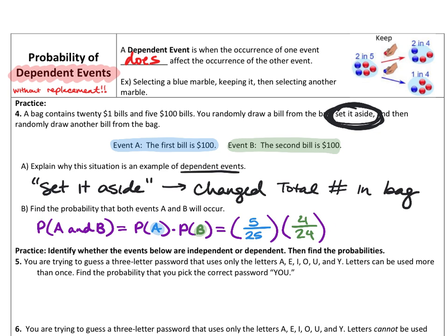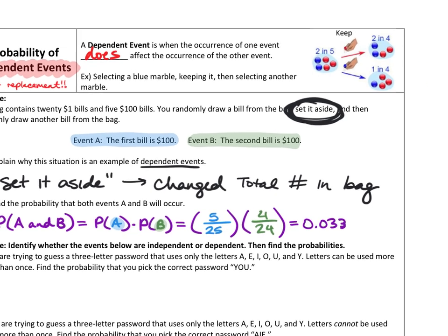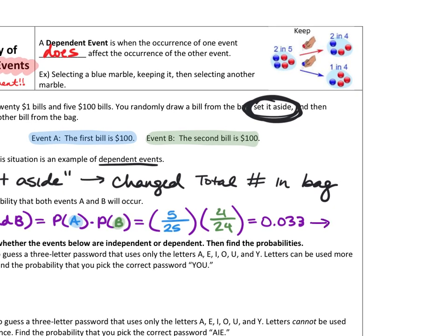So we should have gotten that this is 0.033, which if we switch that to a percentage, is 3.3%. Having 25 options is a lot of options, so our chances of randomly drawing that $100 bill twice in a row, pretty low. Pretty low.